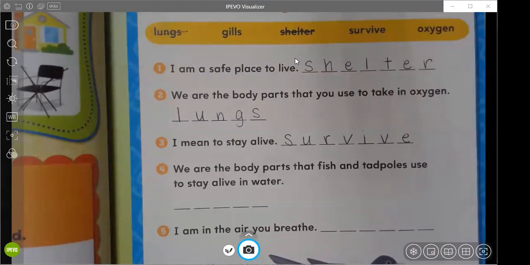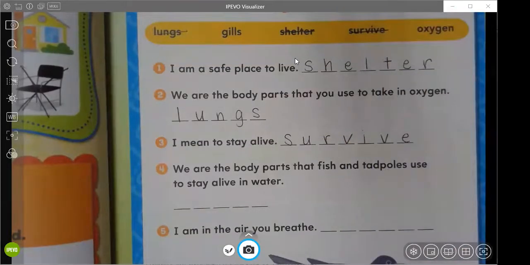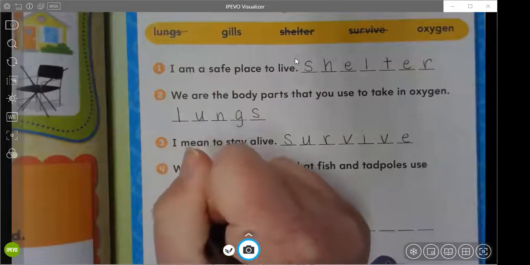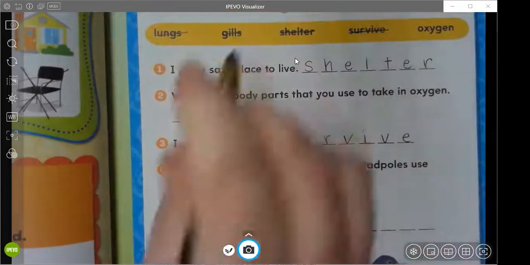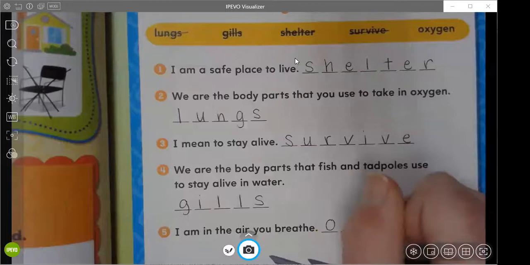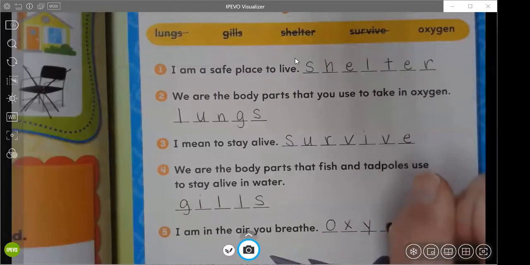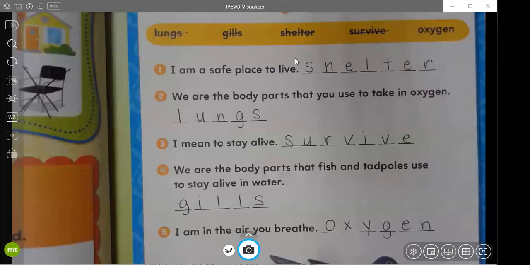Number 4, we are the body parts that fish and tadpoles use to stay alive in water. Gills. G-I-L-L-S. And number 5, I am in the air you breathe. We only have one left. Oxygen. O-X-Y-G-E-N. All right.